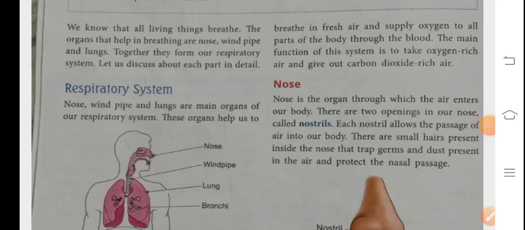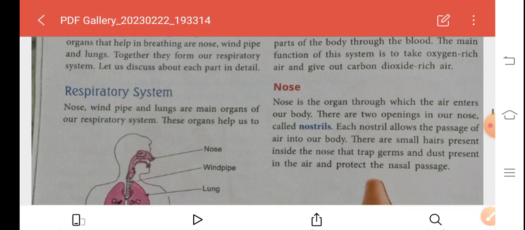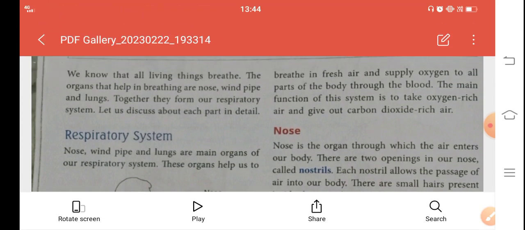So in the last class we stopped here. In this video we are going to study the respiratory system. As you know, all living organisms, all living things, breathe. The organs that help in breathing are the nose, windpipe and lungs.